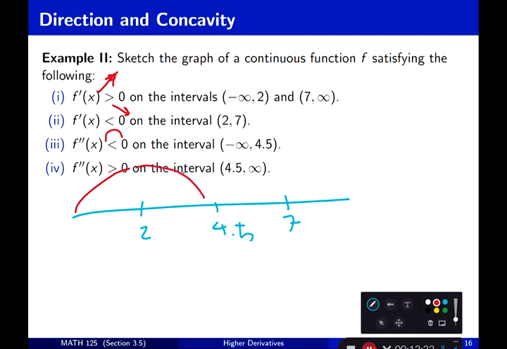So that shape. And then I know between 4.5 and 7, it's going to be concave up and decreasing. So like that. And I know that between 7 and infinity, it's going to be increasing and concave up. Now, if I connect these together, it looks like that. Does it always have to be connected? Sometimes, yes, if they're part of the domain. There could be points missing from the domain though.